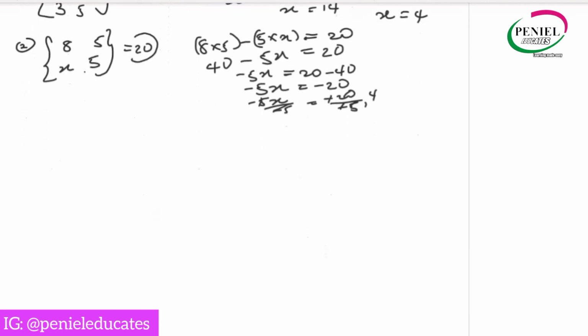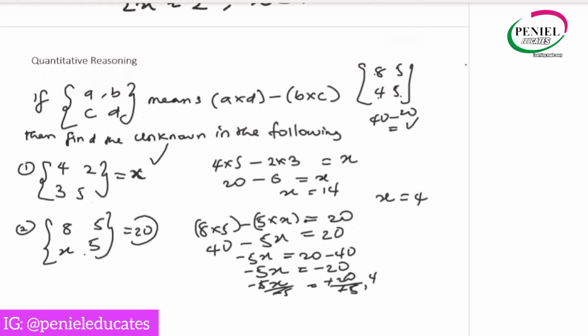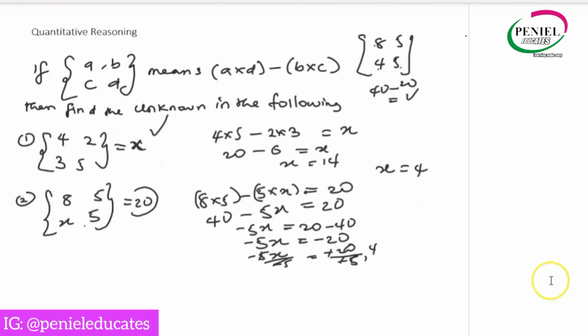Okay, so with this, we will move to quantitative reasoning. We're just going to do one simple example on quantitative reasoning that you can be given while you are doing algebra. So let's say we're given that the matrix with A, B, C, D means A times D minus B times C. That means 8 times 5, which is 40, minus 4 times 5, which is 20. So if you have to find the unknown, you have 4 times 5, which is 20, minus 2 times 3 is equal to x. So 20 minus 6 is x. That means x is 14.